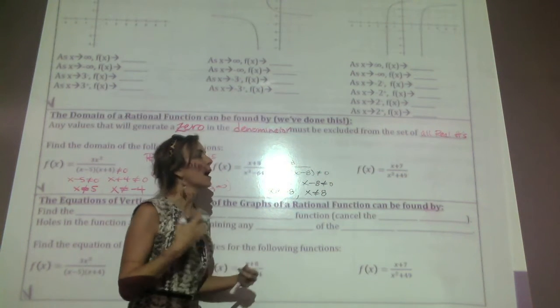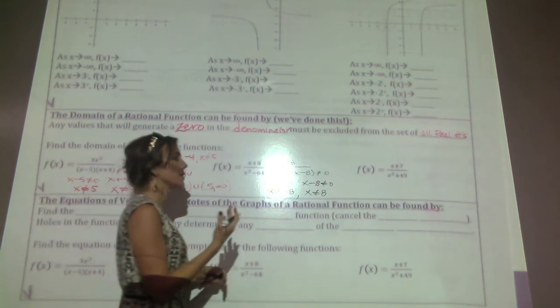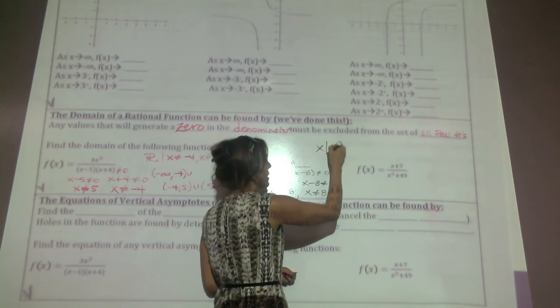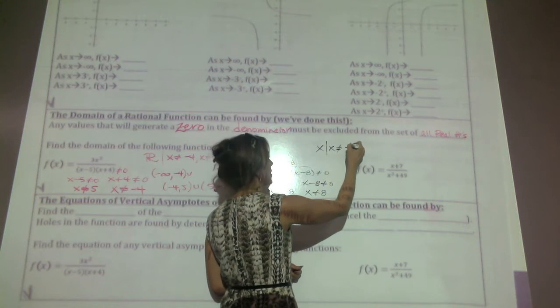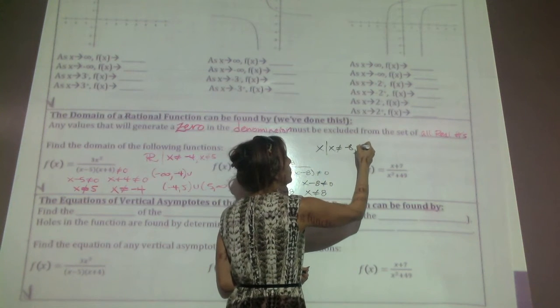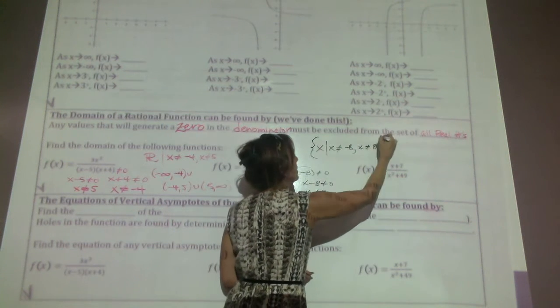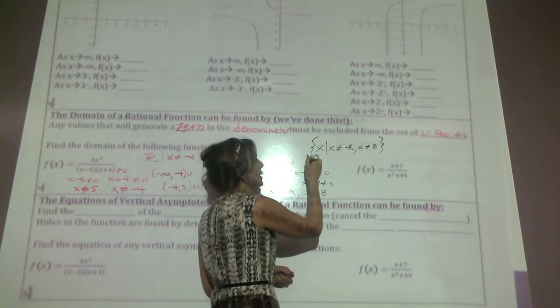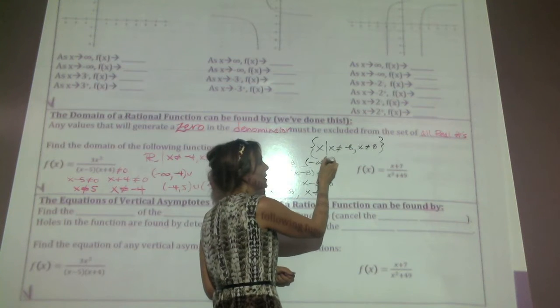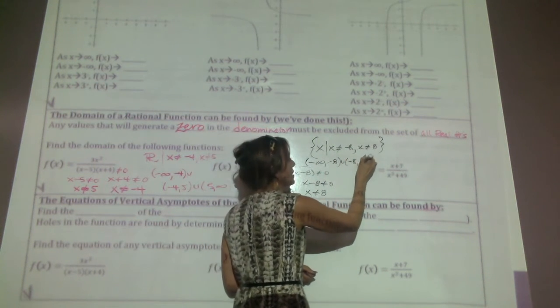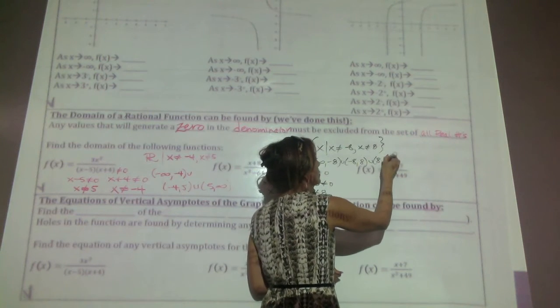Okay, so again, we can write it in set builder notation. So x such that x is not equal to negative 8, or x is not equal to positive 8, like this. Or we can say in interval form, negative infinity to negative 8, union negative 8 to 8, union 8 to infinity.